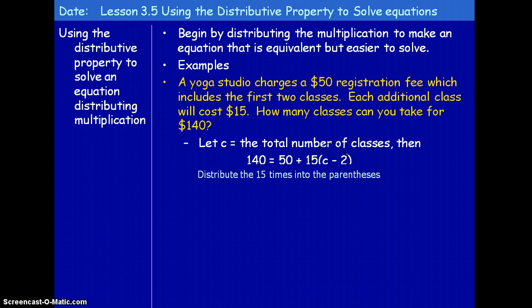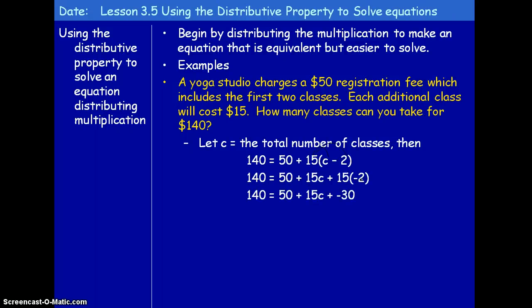We can do that by distributing 15 times into the parentheses. So we can see 15 times the first term of the parentheses, c, and 15 times the second term of the parentheses, the -2. If we simplify all terms in our equation, we find out that 150 equals 50 plus 15c plus negative 30. If we combine our like terms on each side, we find out that 140 is equal to 20 plus 15c.